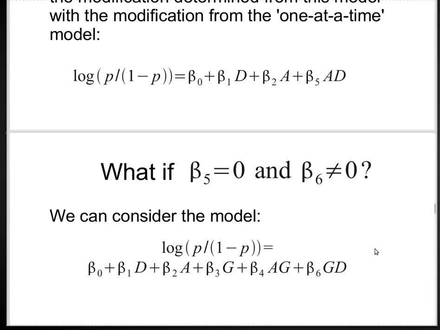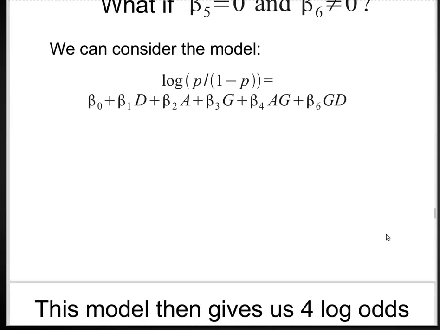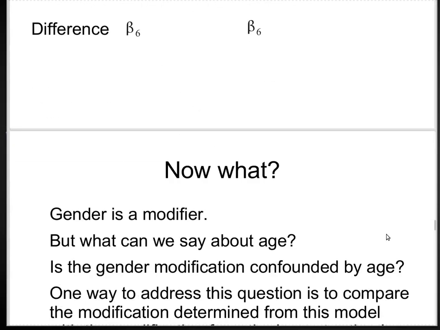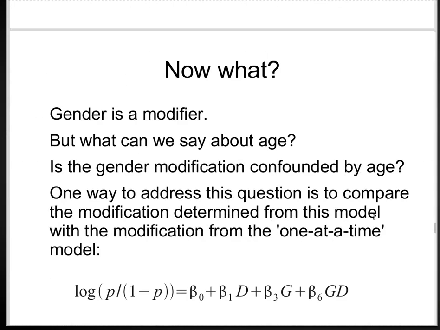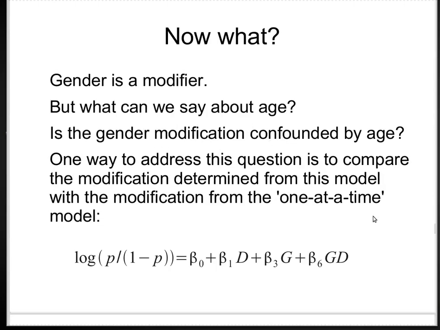Same thing if we had the opposite case, where beta 6 is non-zero and beta 5 is 0. Again, we have this possibly important intermediate circumstance, and there's the differences again. And perhaps we get that gender is a modifier. And then what could we say about age? Is gender modification confounded by age? And again, this is typically addressed by considering the one-at-a-time model. Do keep in mind that there is that intermediate model too.